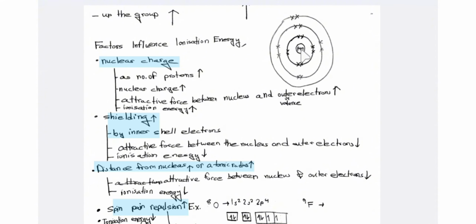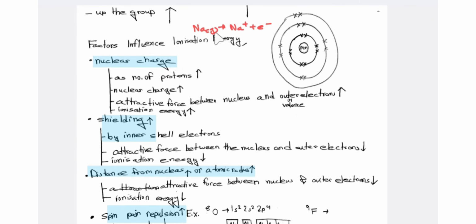So the attractive force between the nucleus and the valence electron increases. And since the force of attraction increases, the ionization energy also increases. Since ionization energy is the energy needed to remove 1 mole of electrons from 1 mole of gaseous atoms, as the attractive force between the nucleus and the outer electron increases, more energy is needed to remove the electron. And since more energy is needed, the ionization energy also increases.